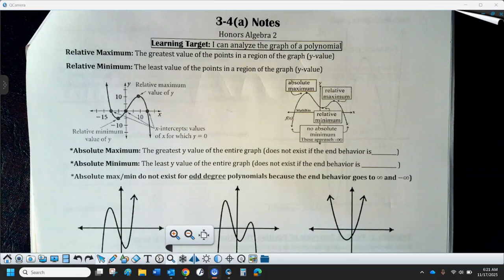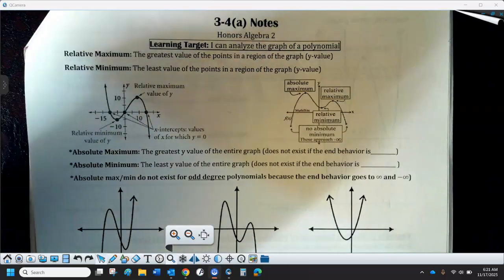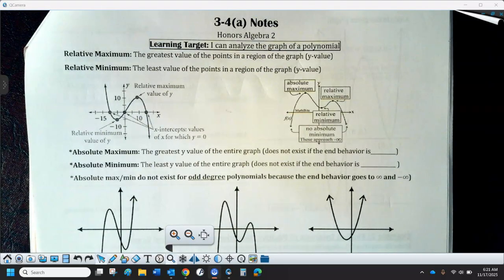Alright, so today we're going to do some analyzing of polynomial graphs. So we got some vocabulary terms here at the top. Relative maximum, relative minimum, and those are kind of shown on these two graphs here.